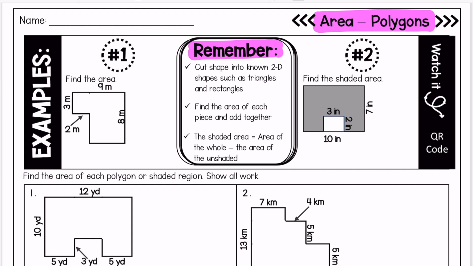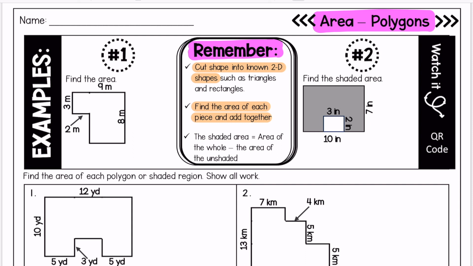So with a polygon, you want to be able to cut that into known 2D shapes such as triangles and rectangles, and find the area of each of the pieces. So you're going to cut them up into shapes that you know, and then you're going to find the area of each of the pieces and add them together. That's if you have a polygon like in example 1.